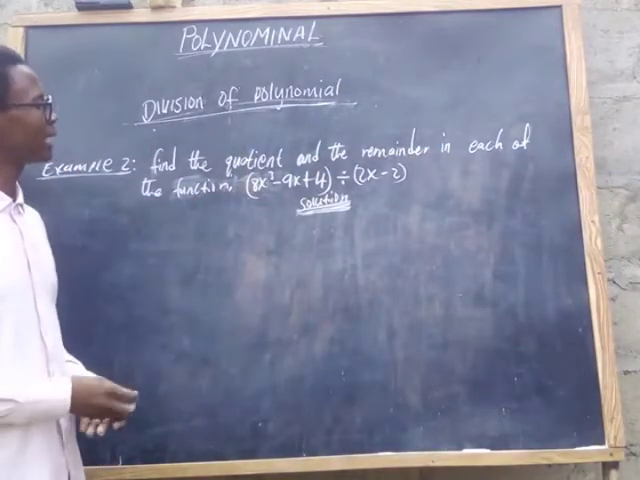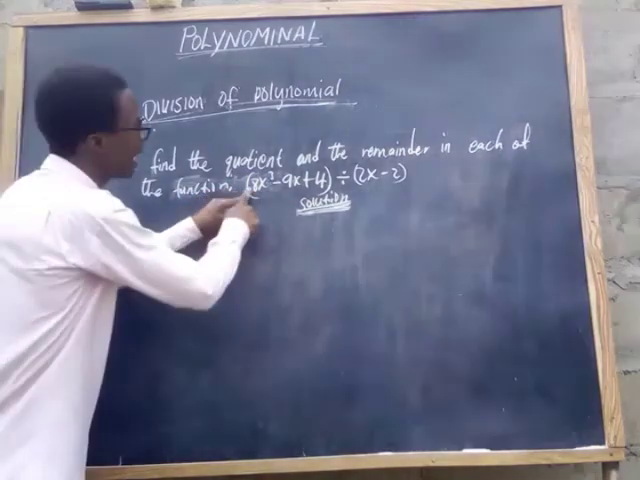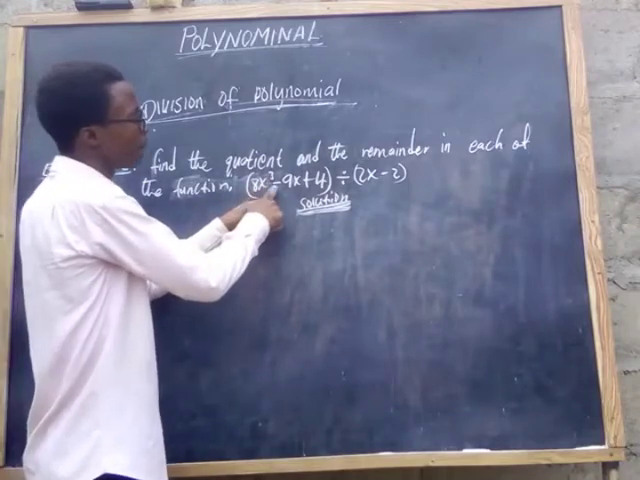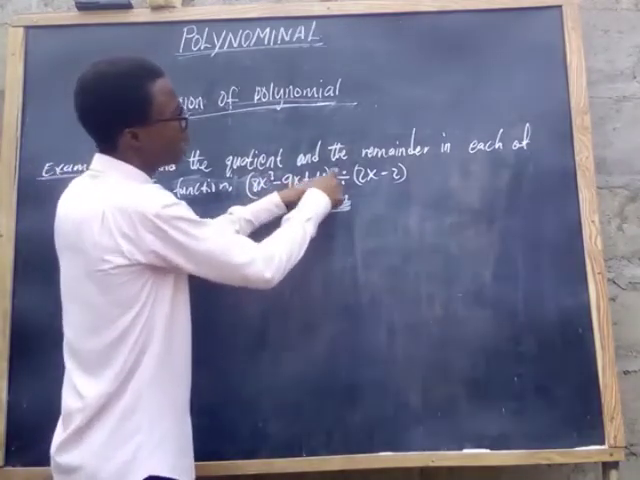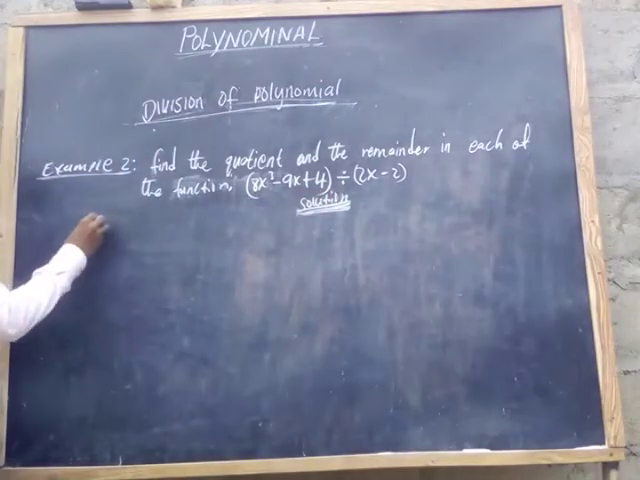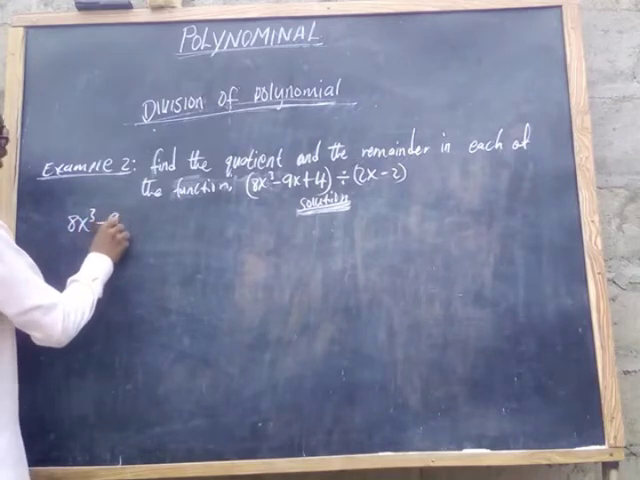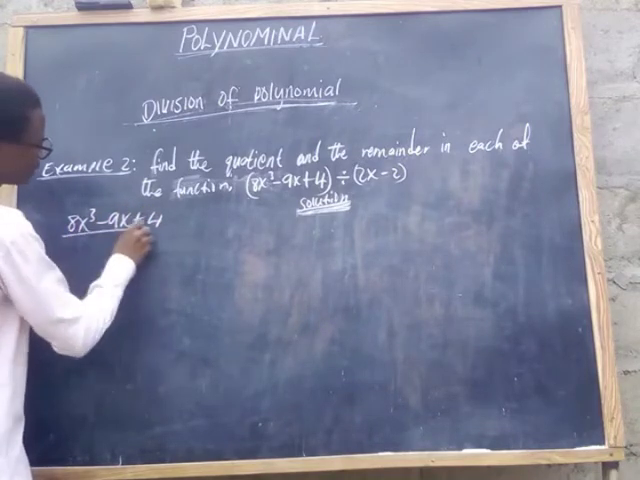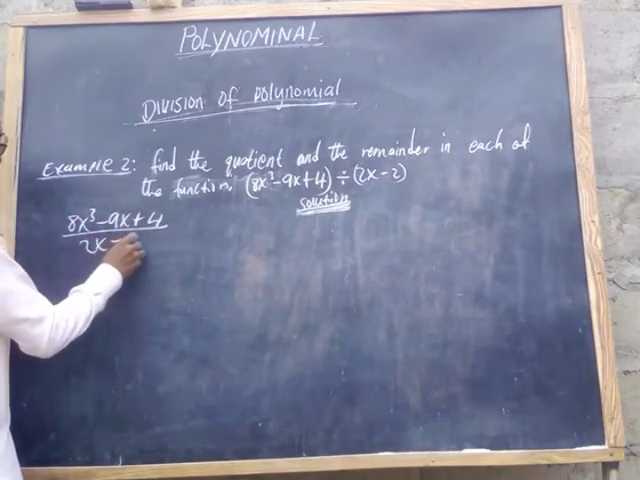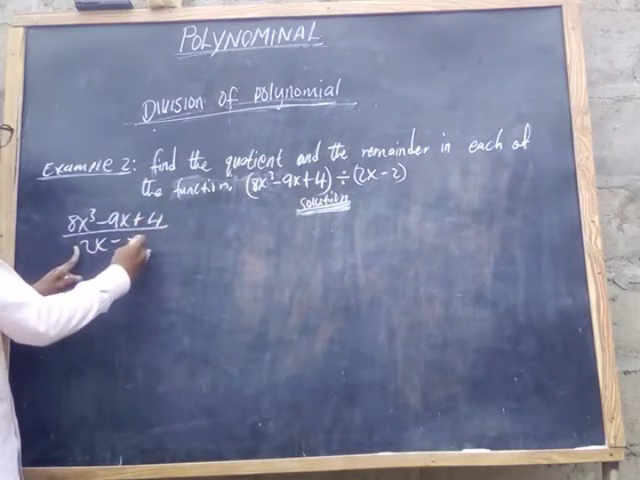Find the quotient and the remainder in the function. We have 8x cubed minus 9x plus 4 divided by 2x minus 2. So in other words, you can say 8x cubed minus 9x plus 4 divided by 2x minus 2. This is what is called the dividend, and this is called the divisor.